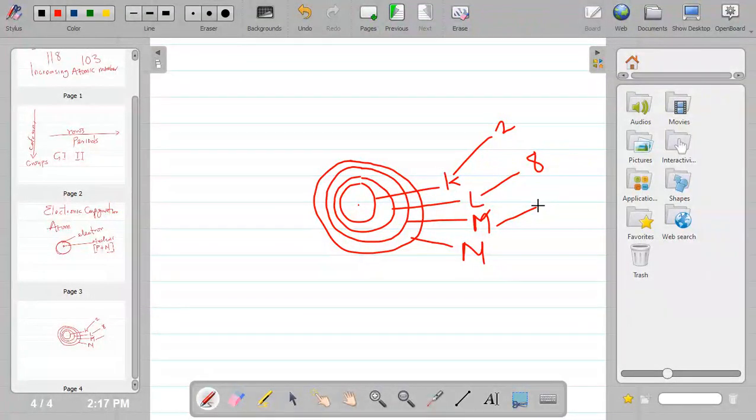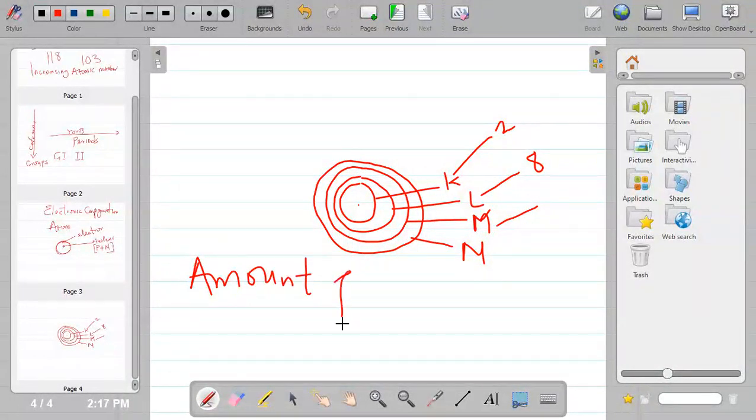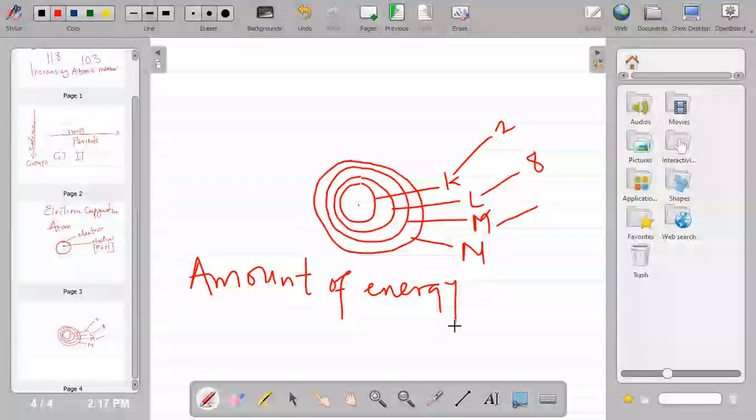Now, K, L, M, N. So the first shell, second shell, third shell, fourth shell. Now, we should understand that each of these shells has a different amount of energy associated with it. Now, how does this come to be? The further away from the nucleus, the more energy a shell has. Definitely, out of the shells K, L, M, N, the one with the highest energy level is the shell N, being the furthest from the nucleus.